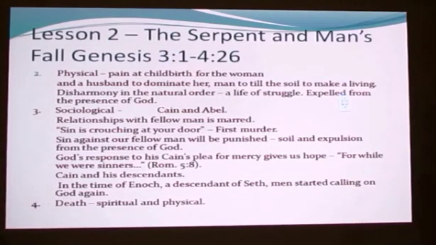So, in other words, there's equality when it comes to men and women, or to man in general. There's equality.